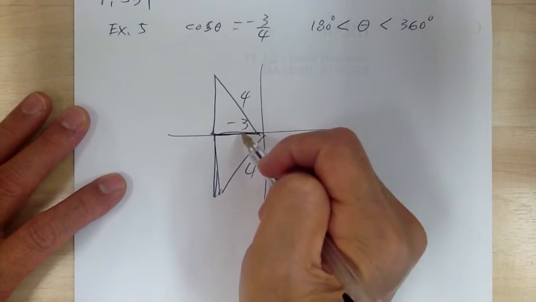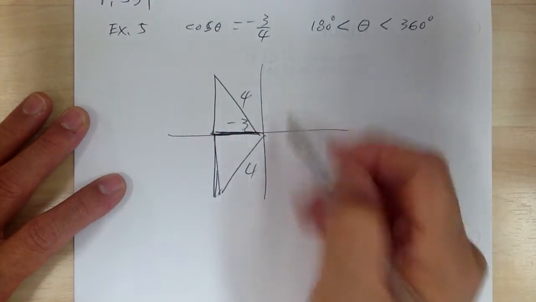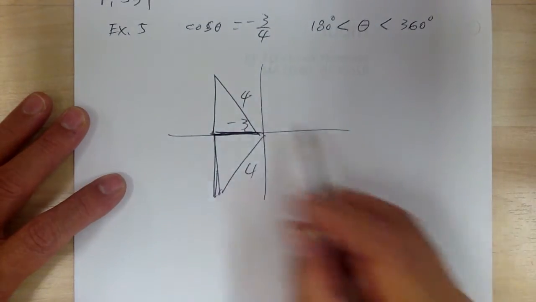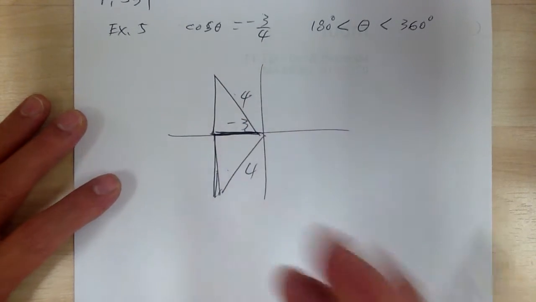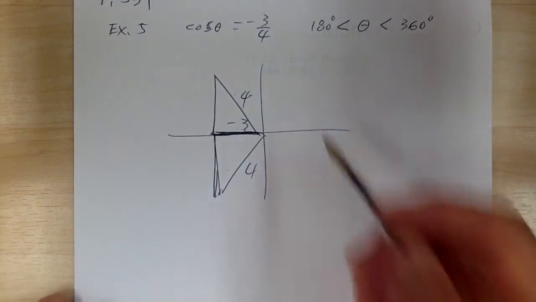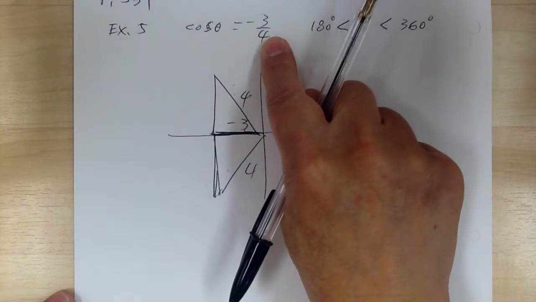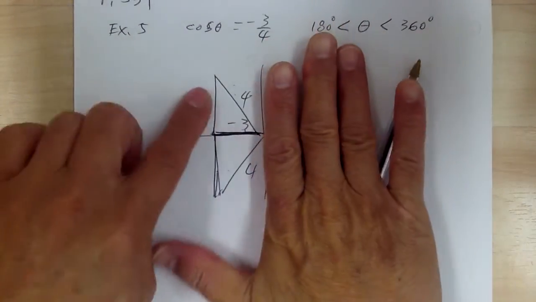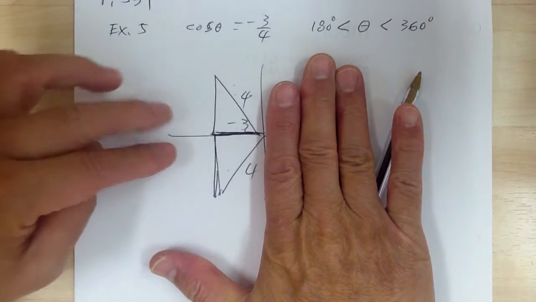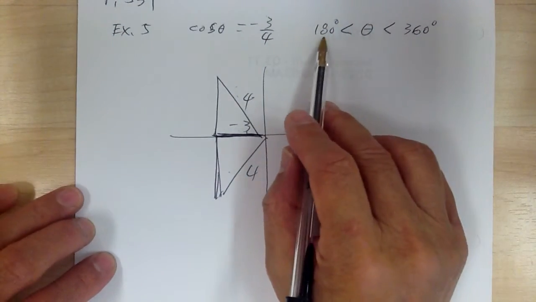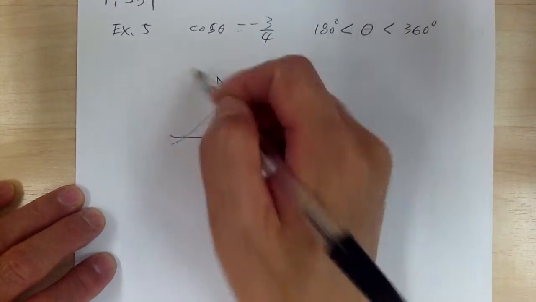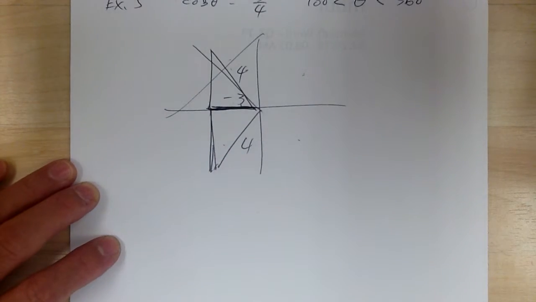Cosine is horizontal over hypotenuse. So it's -3 over 4. So you've got 2 possibilities. Again, remember, each piece of information will narrow it down by half, right? So you start with 4 quadrants, use 1 piece of information, and you narrow down to these 2. And you have to use the next piece of information to narrow down to 1. So it tells you the one that you want is between 180 and 360. So this one is no good. So this is the one you're looking for.